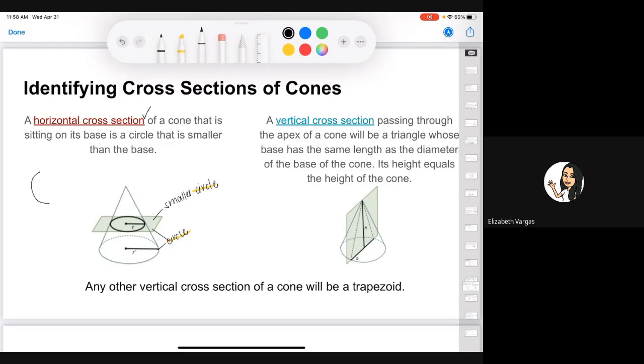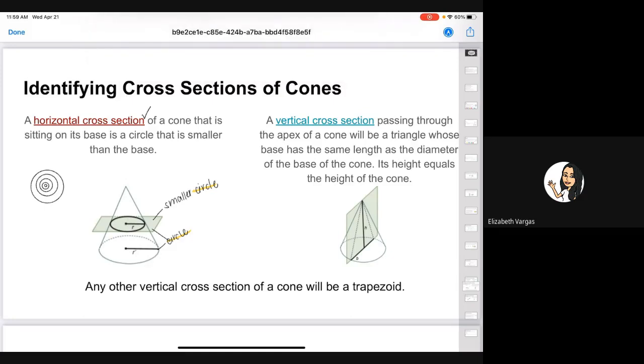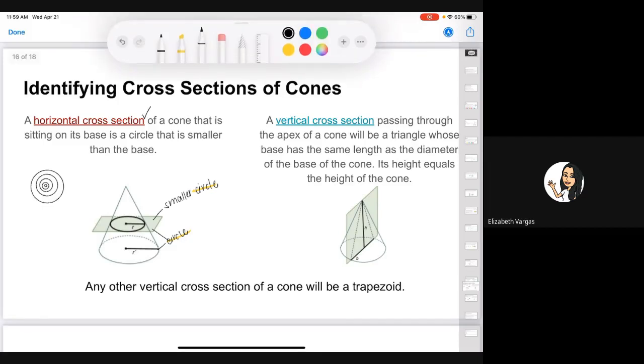And the reason for that is because if you think about it, the way we form a cone is we can stack a bunch of circles on top of each other. And so depending on what cross section you take, that circle is going to be a little bit smaller.